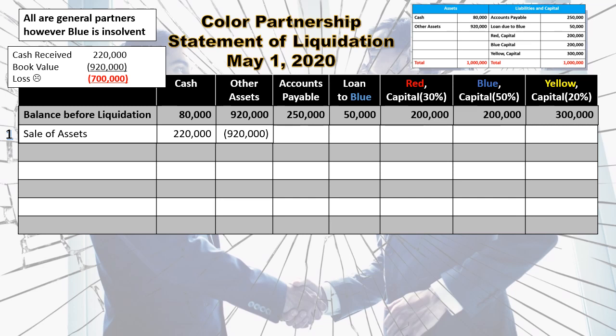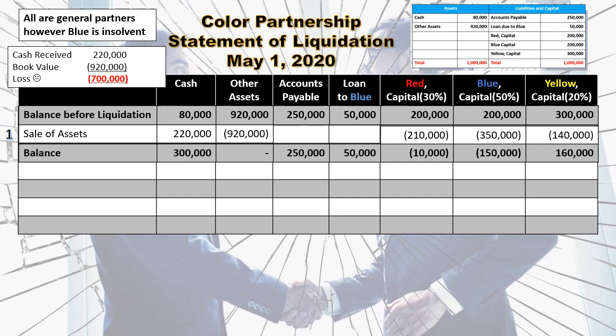So loss on realization should be distributed to the partners based on their profit and loss agreement. Kay Red Capital, 30%. So bibigyan natin siya ng 210,000 loss. Kay Blue, 350,000. Kay Yellow, 140,000 pesos. So after the sale, the balances are 300,000 for cash. Then other assets, wala na. Accounts payable, 250,000 pesos. Loan to Blue, 50,000 pesos. So as you can see, the capital balances of two partners are now deficient, so negative. So meron tayong two deficient partners.